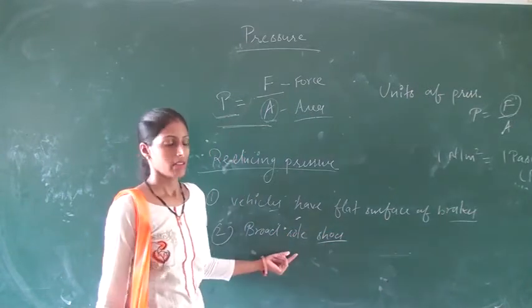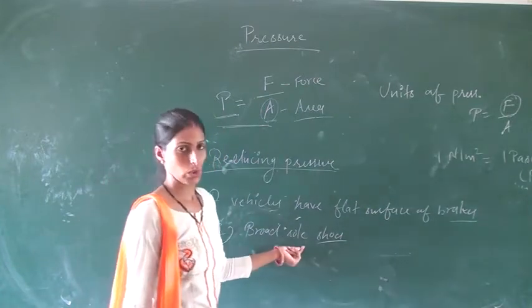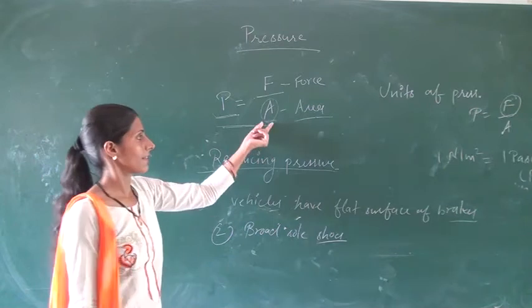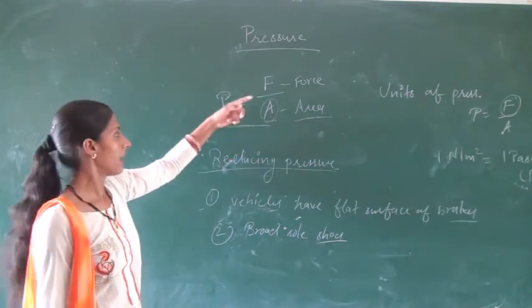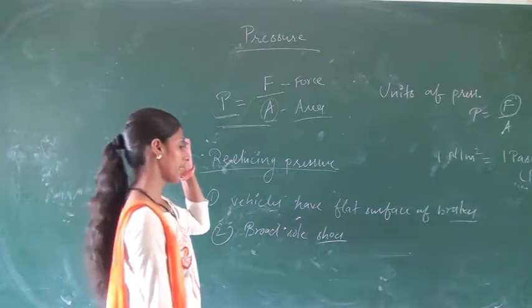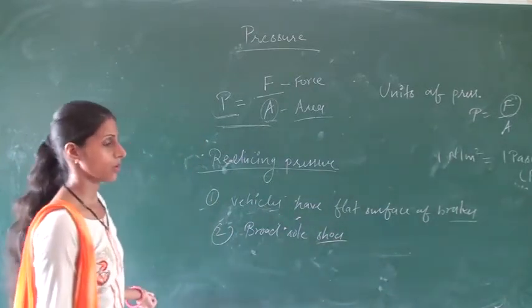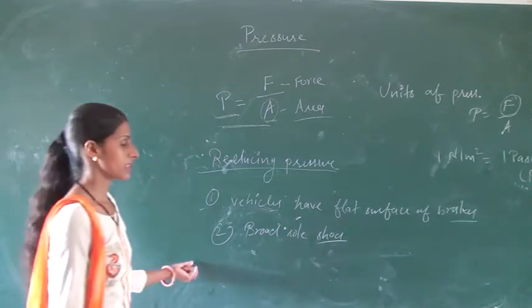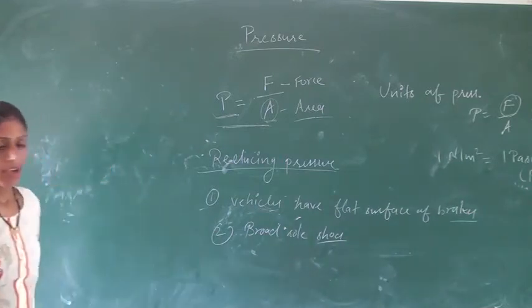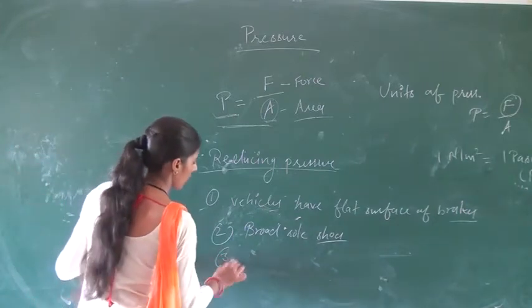We wear shoes that have broad soles. Broad soles cover a larger area, and the pressure becomes smaller. We can easily and comfortably walk on the road or on the sand, and we cannot slip. After that, tractor tires are also broad.